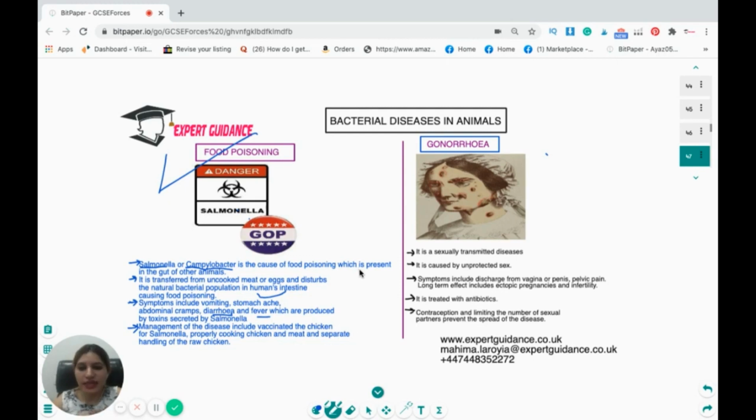It is caused by unprotected sex. The symptoms include discharge from the vagina or the penis, and pelvic pain. Long-term effects include ectopic pregnancies and infertility. It is treated with antibiotics. Contraception and limiting the number of sexual partners prevents the spread of the disease.